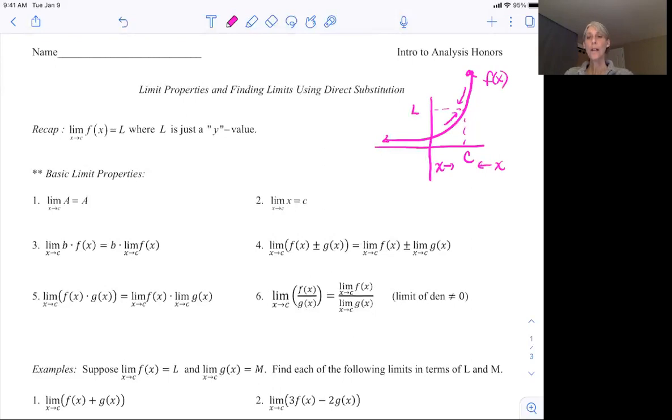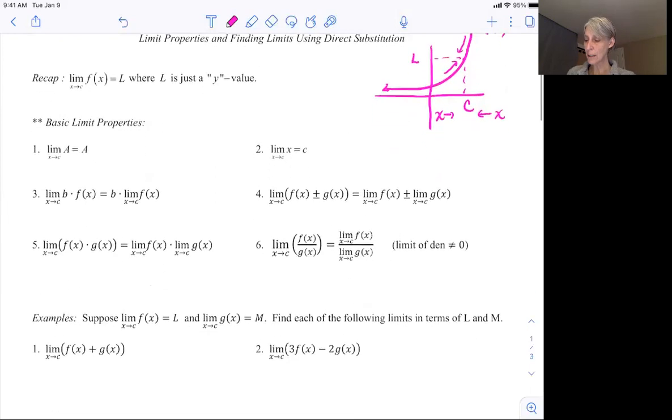We talked about evaluating limits yesterday using the table method, talking about what's happening from our y values on our table. We also talked about how to evaluate a limit by looking at the graph of a function. Today we're going to get a little bit more technical with the notation. It's going to be confusing at first, but I promise you it will start to make sense.